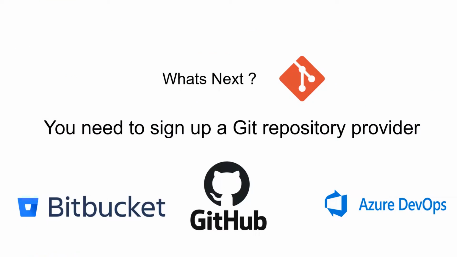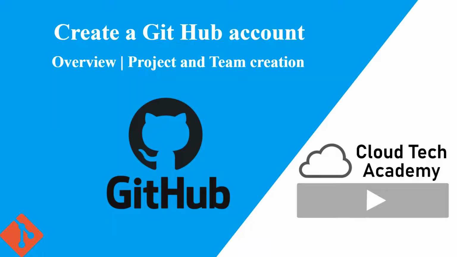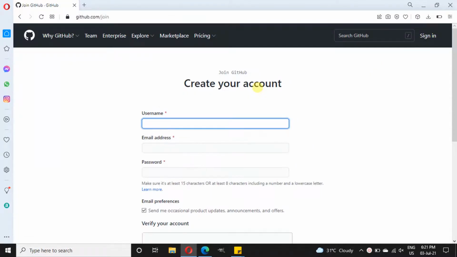So what's next? Next, you can sign up with any of the Git repository providers such as Azure DevOps, Bitbucket or GitHub. In this video, we are going to show how to create an account with GitHub. You can sign up with any of the Git providers, it's up to you. Let's see how to create a GitHub account, followed by how to create a team and project in GitHub. In order to create a GitHub account, navigate to github.com/join. I will be posting the URL in the description.